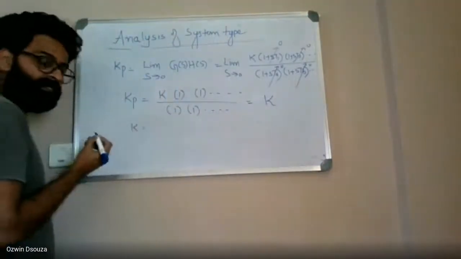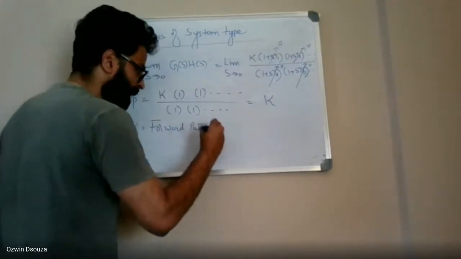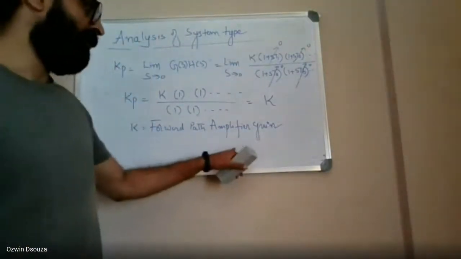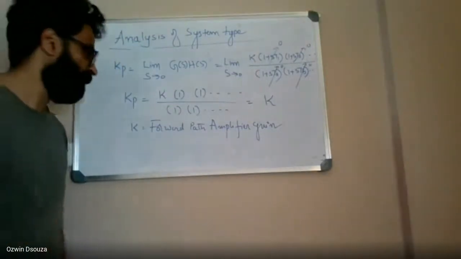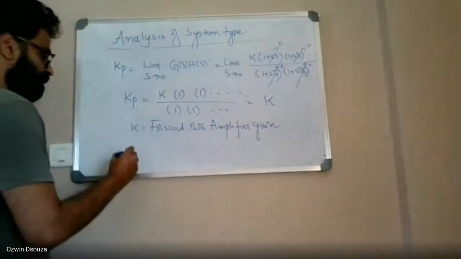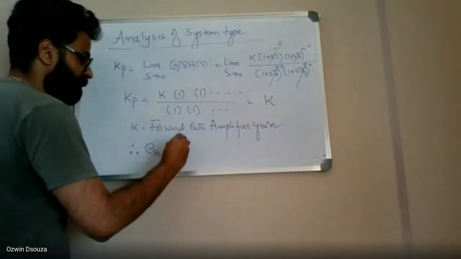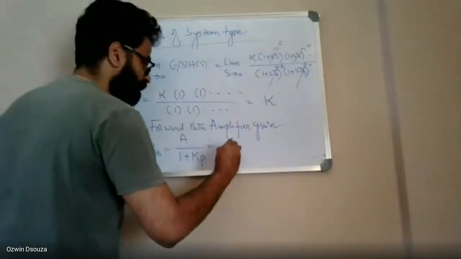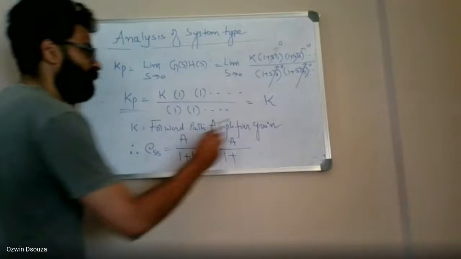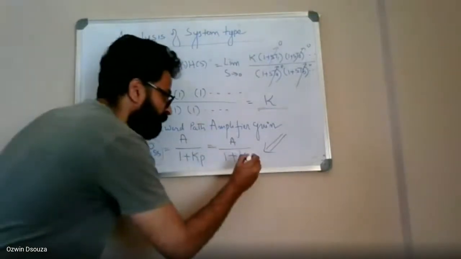Now, what is K? K is generally the forward path amplifier gain. It could be a power amplifier or a small signal amplifier, doesn't matter. As a whole, you can say K is nothing but the forward path gain of the amplifier. Therefore, the steady state error for a type 0 system becomes A divided by 1 plus Kp. So from this expression, it is very clear that your steady state error depends on K.